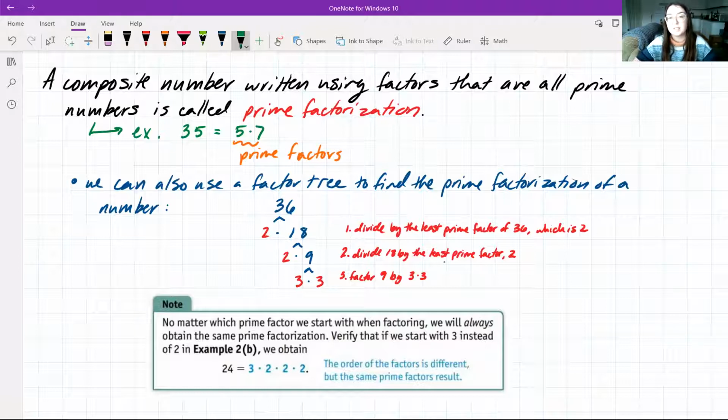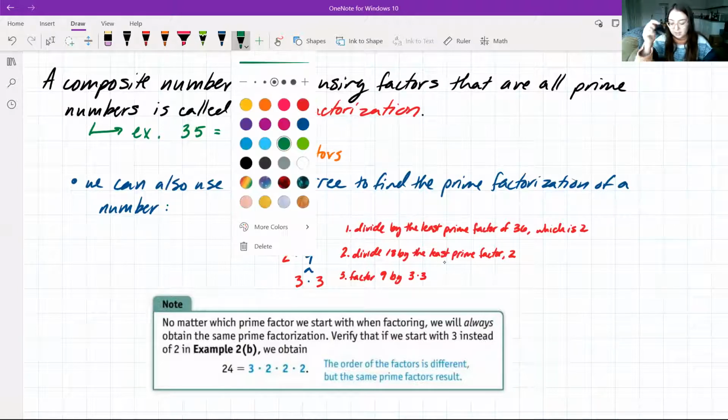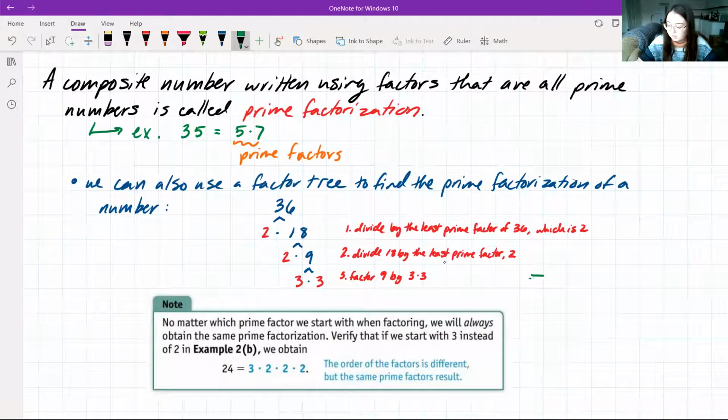Then we just want to continue until we have only prime numbers. So the factorization of 18 is going to be 2 times 9. But now, since we have 9, we're going to have another factorization into more prime numbers. Once we factor 9, we see 9 is 3 times 3. So all of our prime numbers, which are now in red, are all prime. So we have 36, and we can rewrite this again. I'm going to write this in green off to the side here. What we see is that 36 is equal to 2 times 2 times 3 times 3.